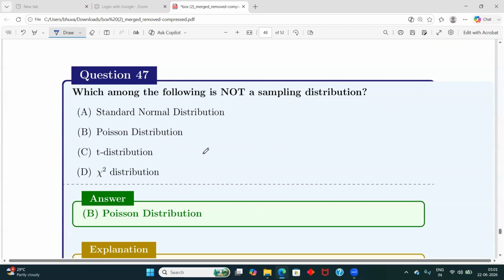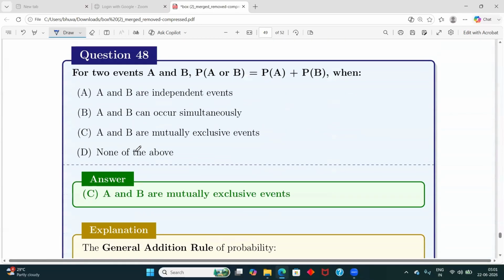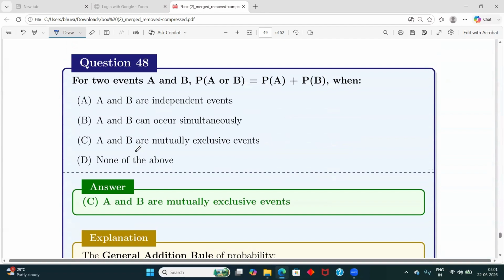Now moving to question number 48. For two events A and B, the probability of A or B is equal to the probability of A plus the probability of B when: A and B are independent events; A and B occur simultaneously; A and B are mutually exclusive events; or none of the above.